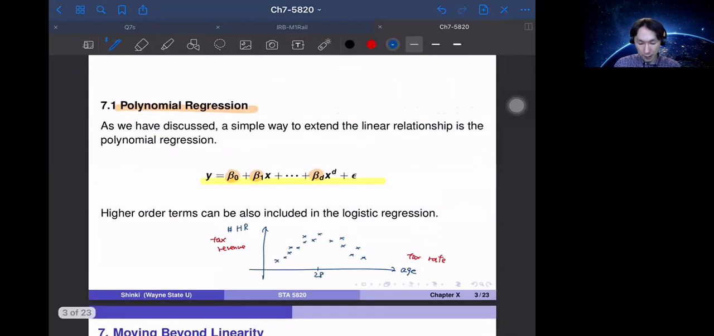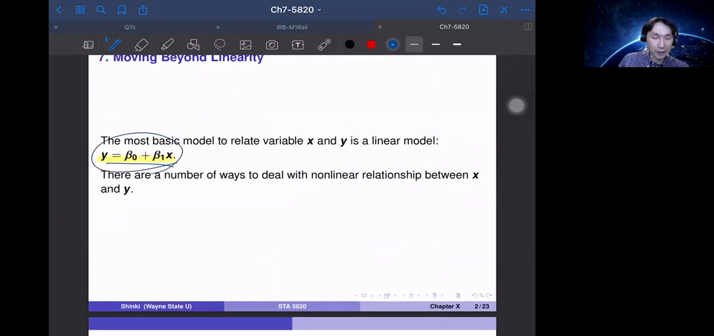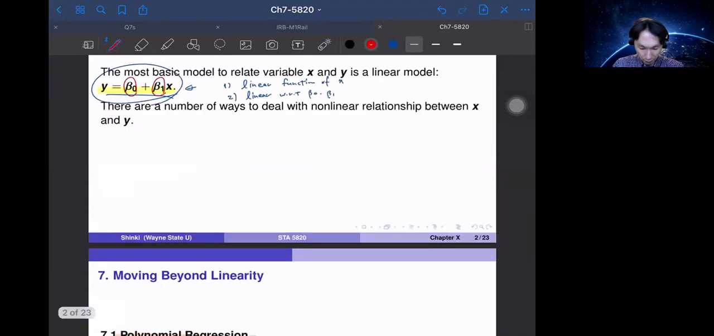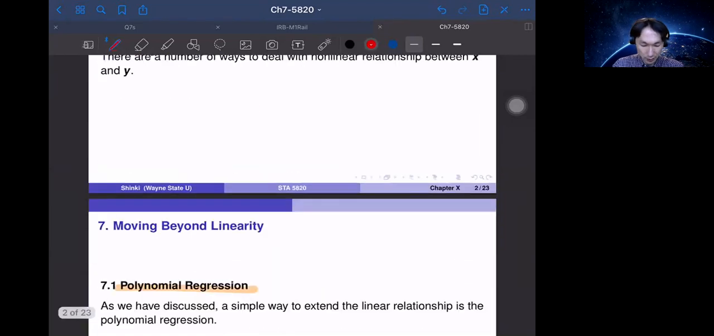And one important thing is that when we say linear model, this is the original definition of linear model. We have two meanings. One is that this is a linear function of x. And the other meaning is that this is linear with respect to beta 1 and beta naught. In statistics, our interest is how to determine beta naught and beta 1. As long as the model is linear with respect to parameters, we can fit the regression in the same way as the simplest case.